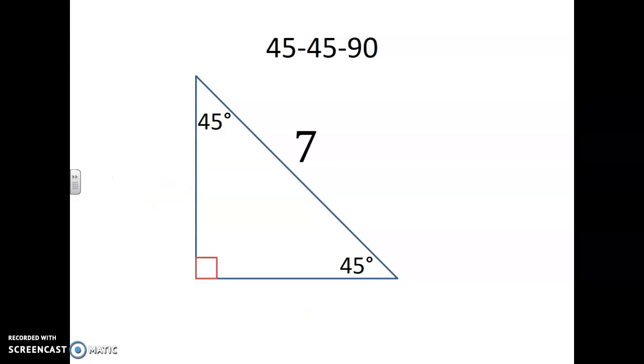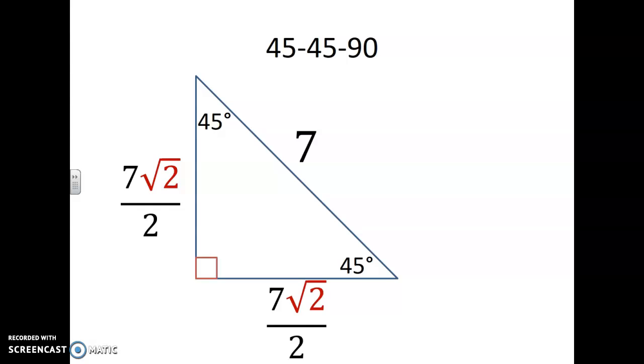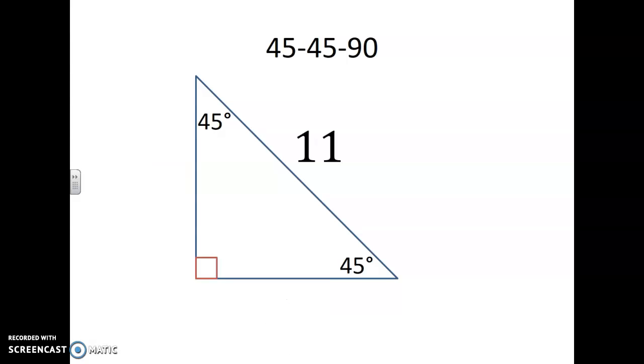What if you can't divide by 2? What if it's an odd number, like 7? You can still divide by 2, rad 2. So you take 7, divide by 2, and you have a radical 2 on the numerator. So once again, you have 7 over 2, but you'll have a radical 2. Divide by 2, rad 2.